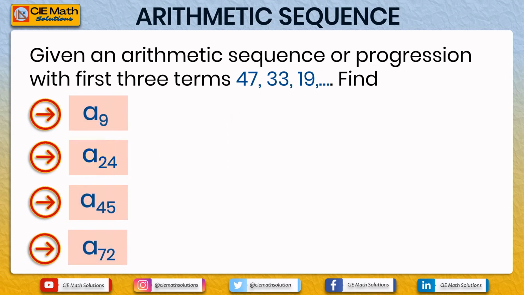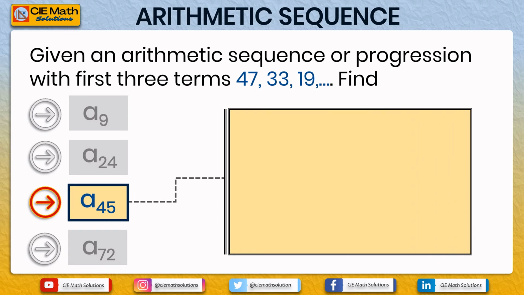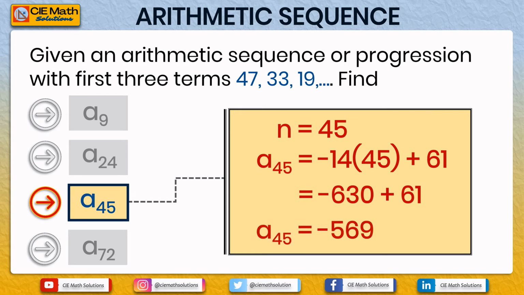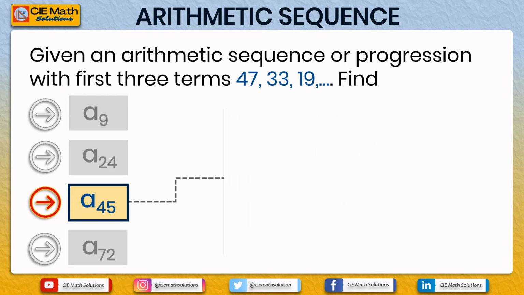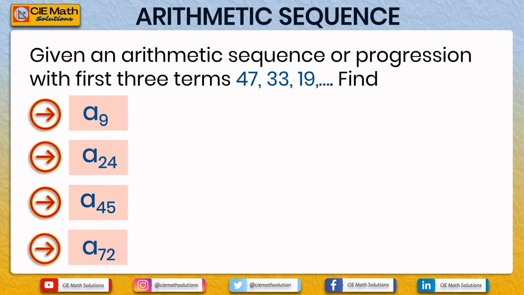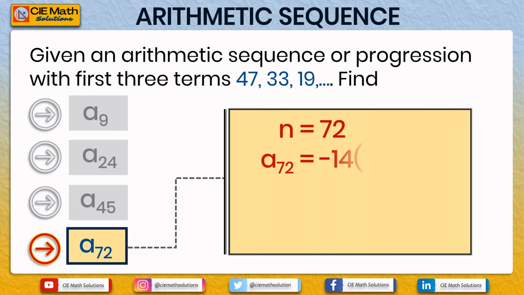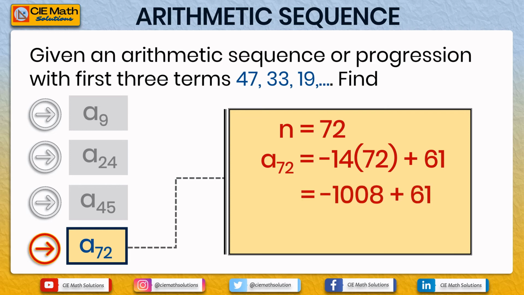To find the third term, which is A45, the value of n is equal to 45. Negative 14 times 45 plus 61, which is negative 630 plus 61. The 45th term then is equal to negative 569. Finding the fourth item, which is A72, the value of n is 72. Substituting this value, negative 14 times 72 plus 61, which is negative 1008 plus 61. That is equal to negative 947.